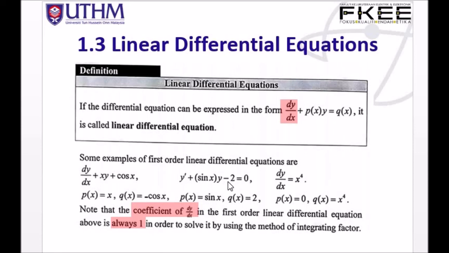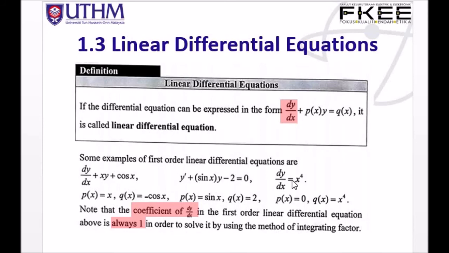The 2 is not negative because you need to bring it to the right hand side if you compare to this linear differential equation form. So you want the Q(x) at the location here. You bring the 2 to the right hand side, so Q(x) is equal to 2.